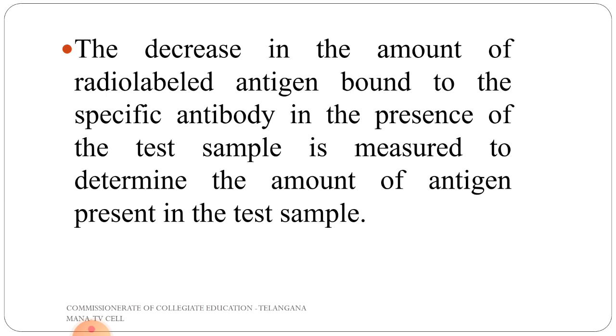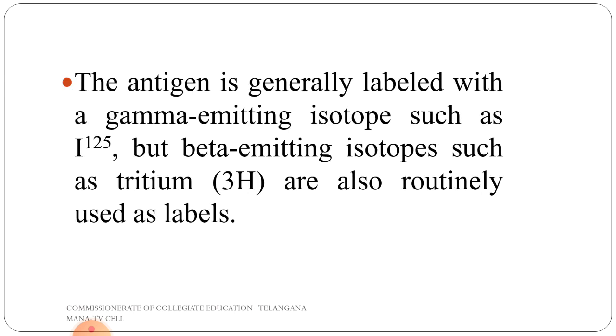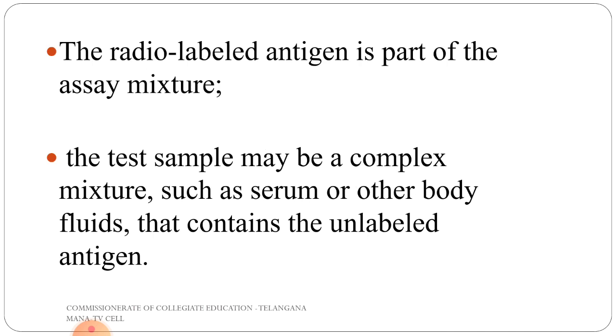The decrease in the amount of the radiolabeled antigen bound to the specific antibody in the presence of the test sample is measured to determine the amount of the antigen present in the test sample. The antigen is generally labeled with a gamma emitting isotope such as I-125, but beta emitting isotopes such as tritium, H3, are also routinely used as labels. The radiolabeled antigen is part of the assay mixture. The test sample may be a complex mixture such as serum or other body fluids that contain the unlabeled antigen.